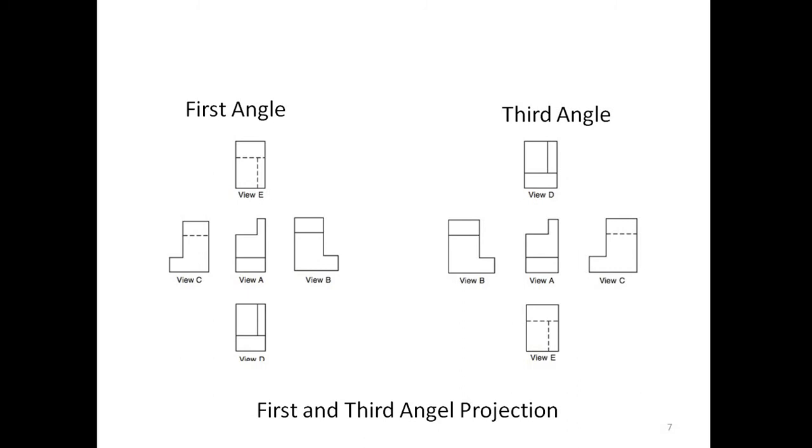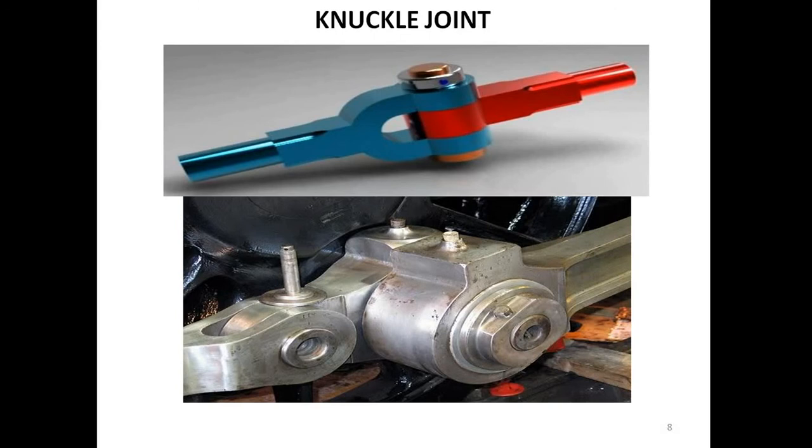Similarly, in the case of third angle, which is opposite to the first angle, view A is the front view, view C is the right hand side view, but whereas in the first angle it is on the left hand side, in the third angle it is on the right hand side. View B is on the left hand side for third angle, view D is the top view, and view E is the bottom view. These are some standards for drawing first angle and third angle projection methods, but normally in industry we use the first angle method for designing or drafting of a component.